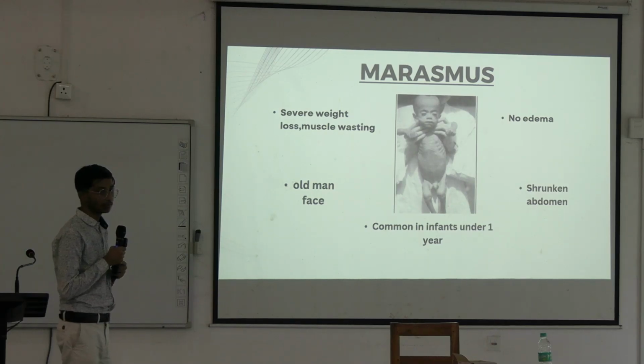Lack of both protein and calorie, that is marasmus. Lack of protein, not calorie, that is kwashiorkor. It is in the next slide.